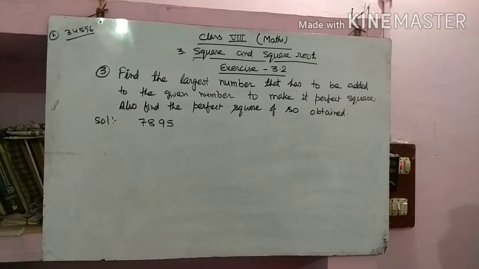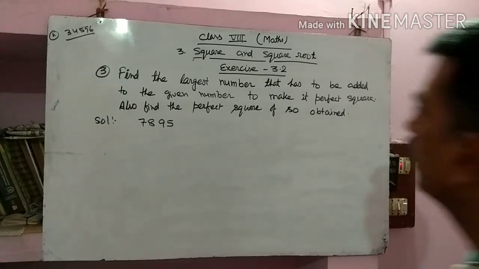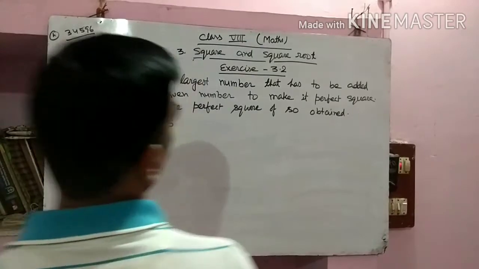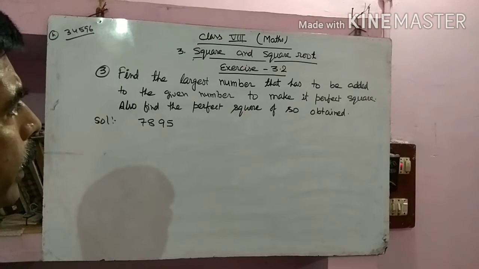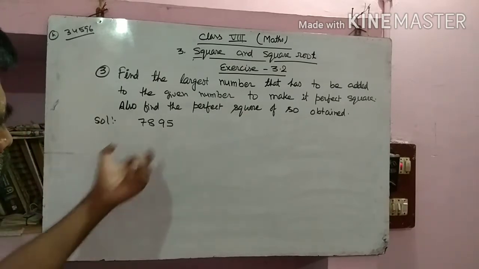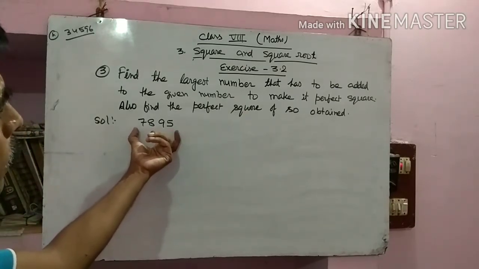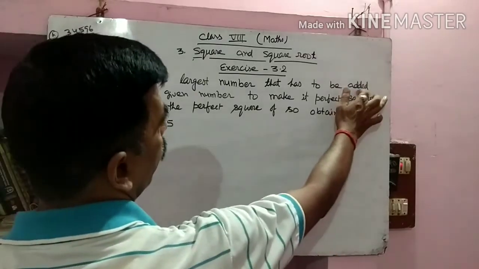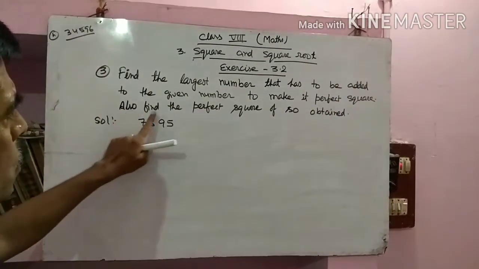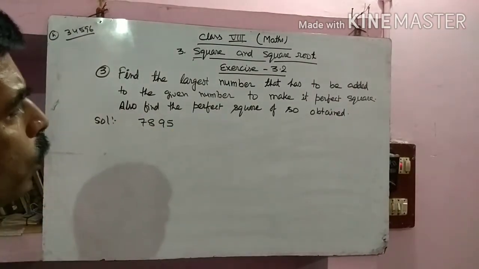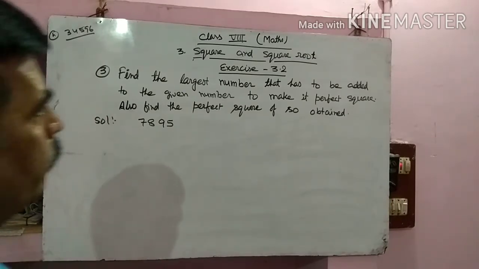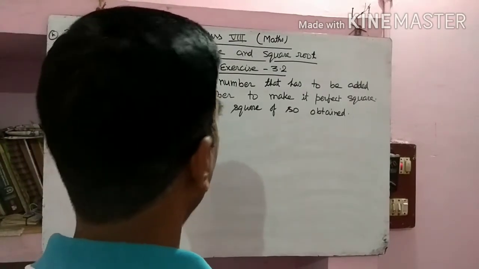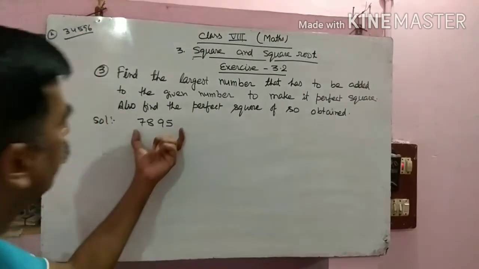Look here, the next question is: find the largest number that has to be added to the given number to make it a perfect square. We have to add that number. Also find the perfect square so obtained. It means we have to find the perfect square also. The number is given like this.